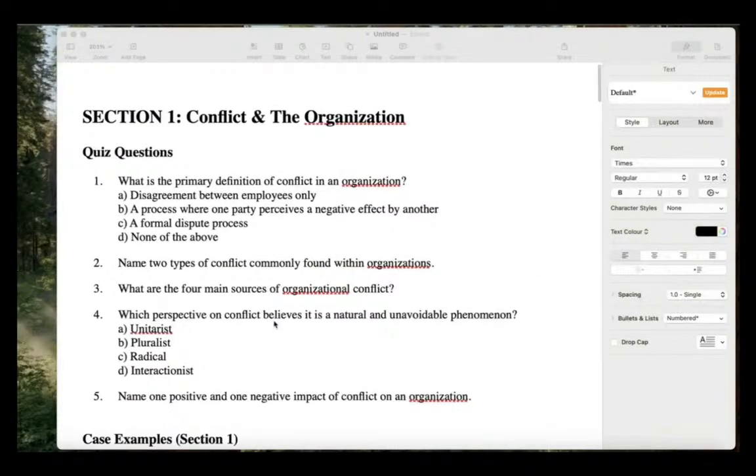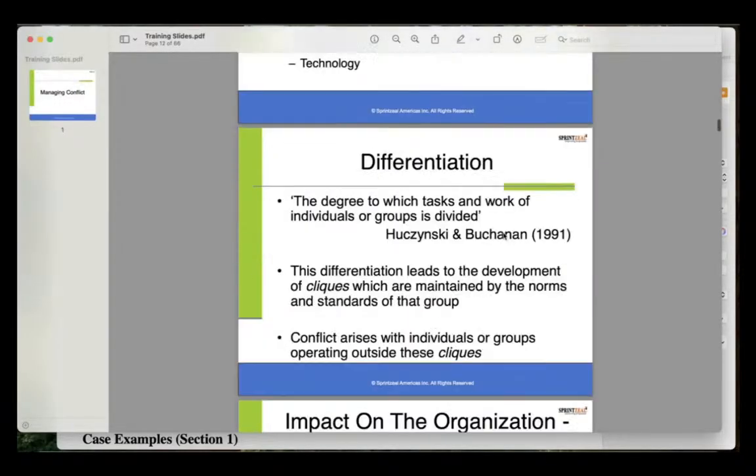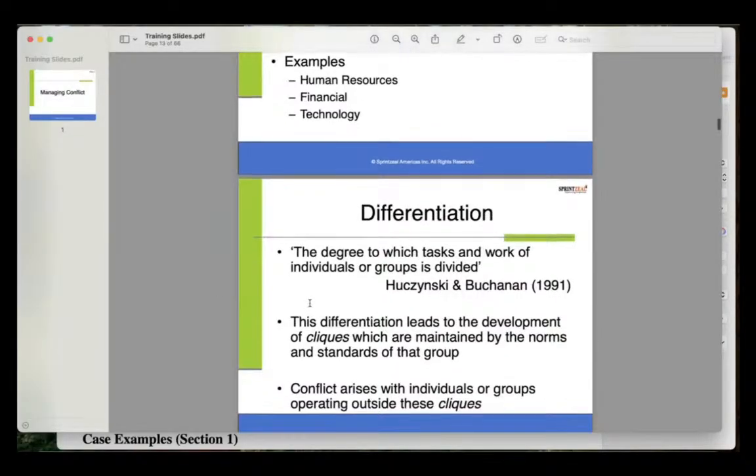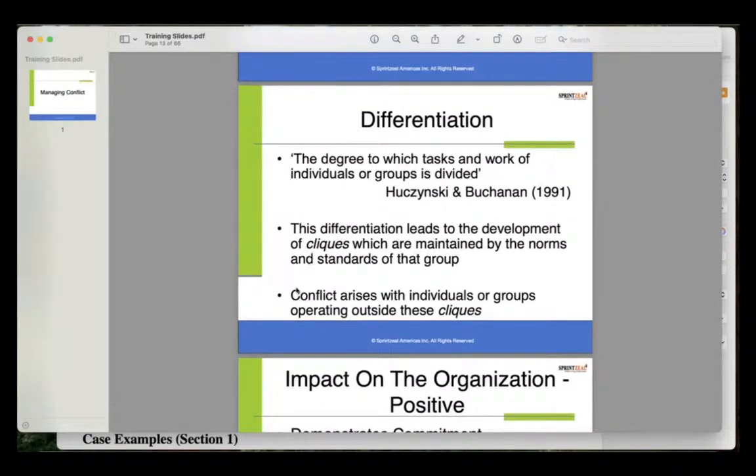Okay, which perspective on conflict believes it is a natural and unavoidable phenomena? So we have seen these four types, and we have seen what each believes. I will just show you, but before that, do you want to give an answer or take a guess? I don't remember. It's either pluralist or the interactionist. If I have to take a guess, it's probably interactionist. Okay.